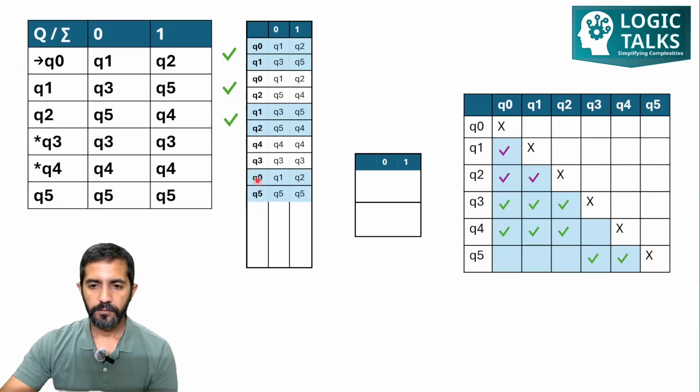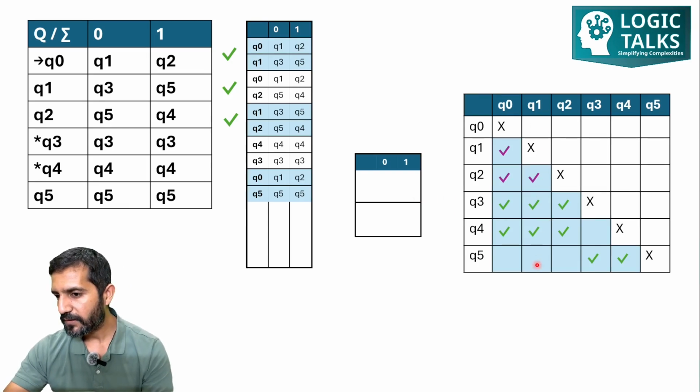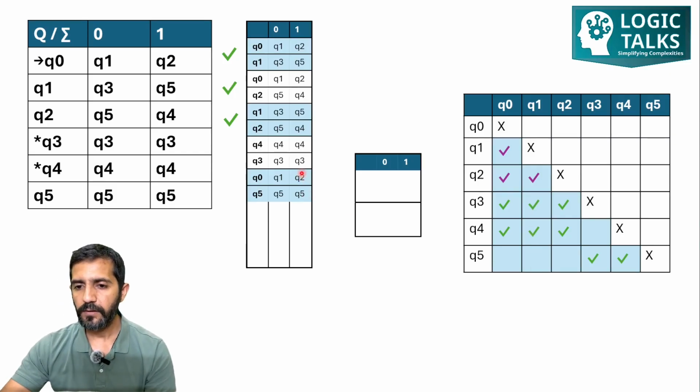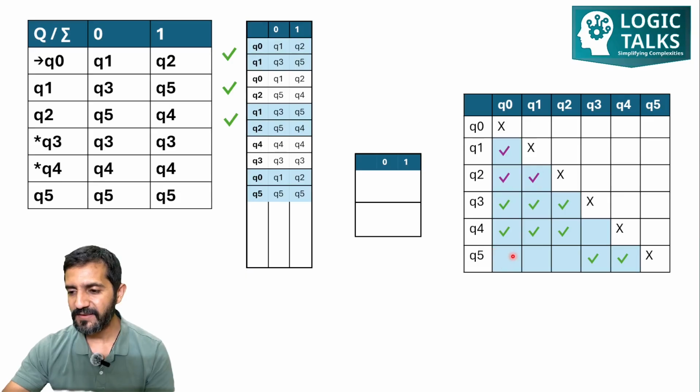That is Q5, Q0 or Q0, Q5. So here as we can see that Q0 on getting 0 as input is moving to state Q1. Q0 on getting 1 as input is moving to state Q2. Q5 on getting 0 as input is moving to state Q5. Q5 on getting 1 as input is moving to state Q5. So here we are having Q1, Q5 and Q2, Q5. Let us again check them in the matrix. Q1, Q5. Again, unmarked. So leave it. Q2, Q5. Again, unmarked. Therefore, we will not be marking this cell right now.